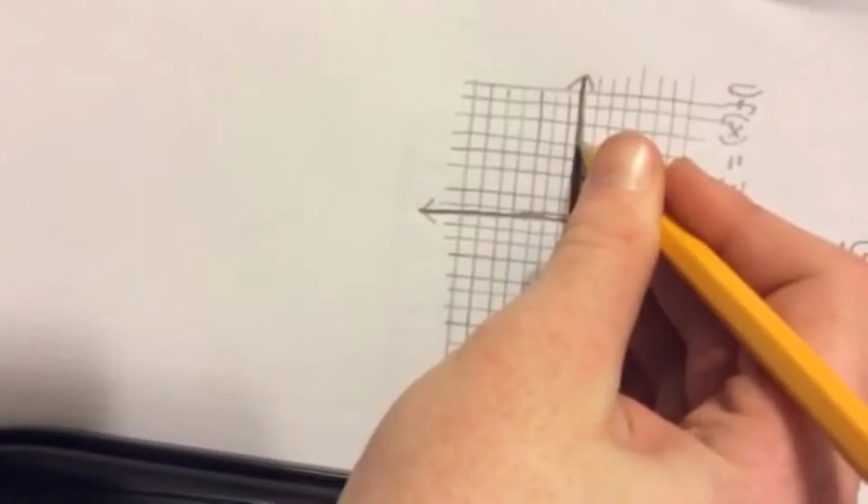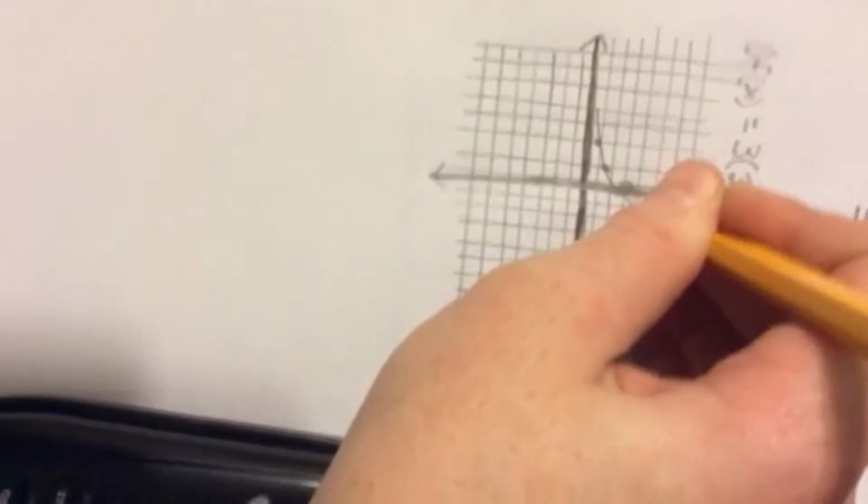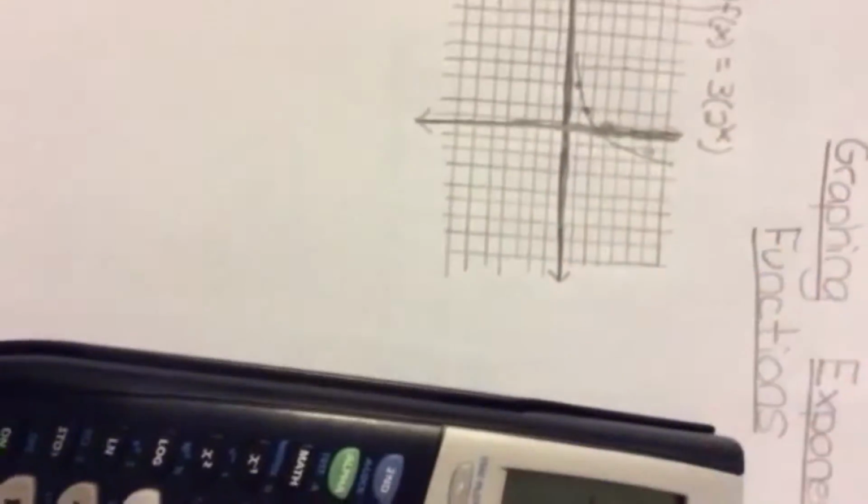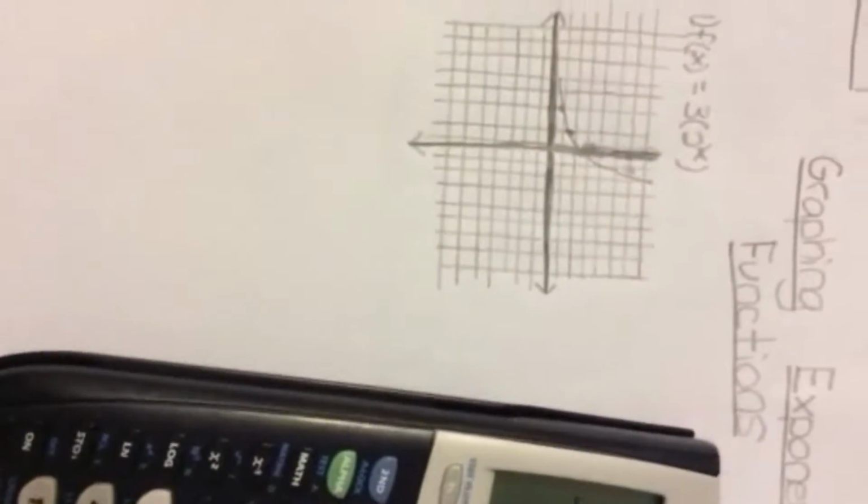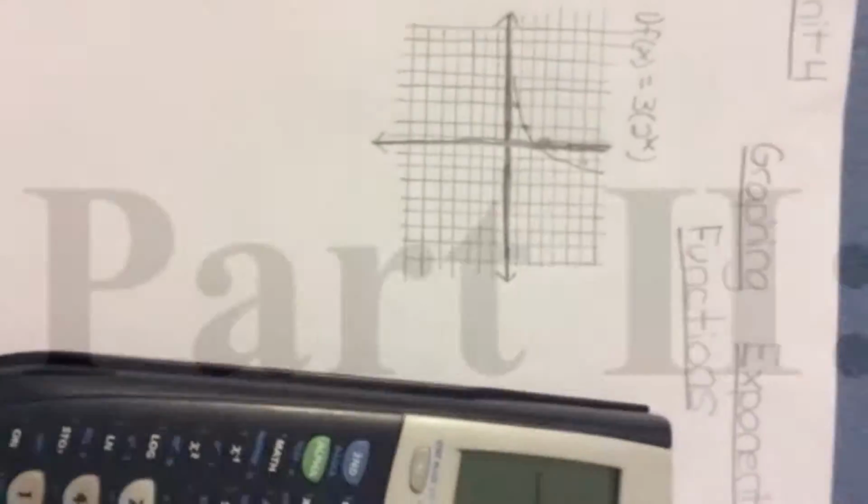For exponential functions, we have a curved line on our graph. It's not perfect, but it's close enough. That is how you graph exponential functions. Exponential growth and decay are both exponential sequences.